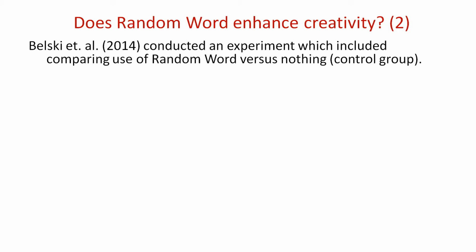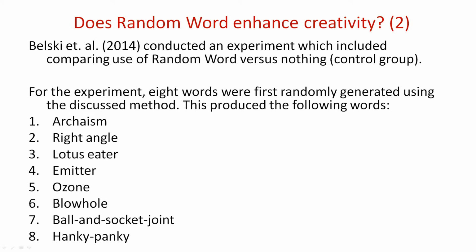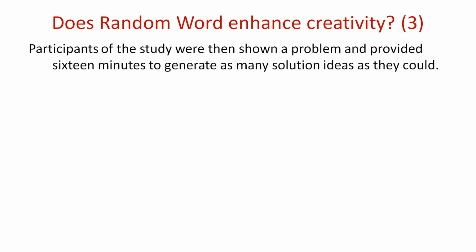In this study, engineering students were allocated either to a control group or a group which would use the random word technique. In order to carry out the experiment, 8 words needed to be produced. So, before the experiment could be conducted, 8 words were randomly generated using the method which was previously described. This produced the following 8 words that you can see on screen. Participants of the study were then shown a problem and provided with 16 minutes to generate as many solution ideas as they could.